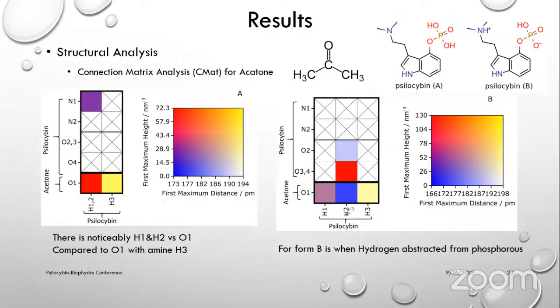But with form B, there is only poor interaction: hydrogen 1 and hydrogen 2 of psilocybin were poorly interacting with oxygen 1 in acetone. And actually, for this hydrogen 2 of psilocybin, there was an intramolecular interaction between the hydrogen 2 of psilocybin and the oxygen 3 and the oxygen 4 of the psilocybin itself.